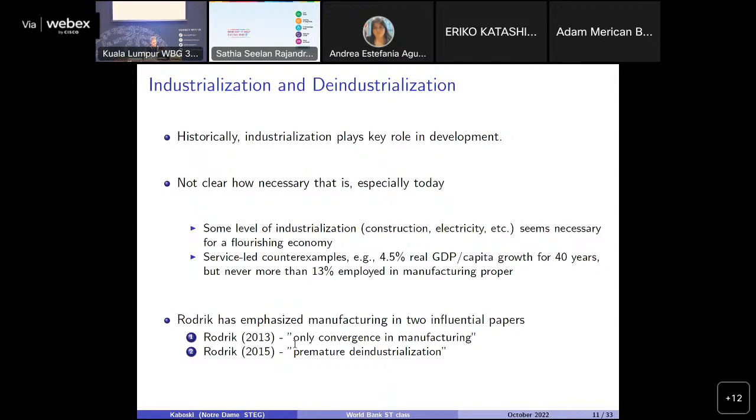Okay. So Rodrik has these two papers. He says that the only place where we see the poor countries catching up with rich countries in terms of productivity is in manufacturing. And then to make the matter worse, he says that poor countries are having a harder time industrializing. They're deindustrializing earlier at a lower level of income per capita and at a lower level of manufacturing share. So let's talk about these each a little bit.